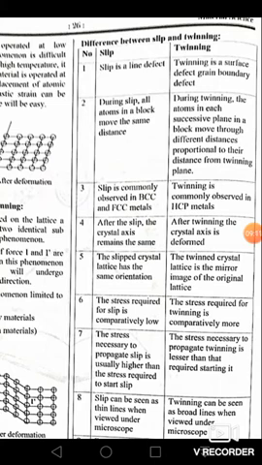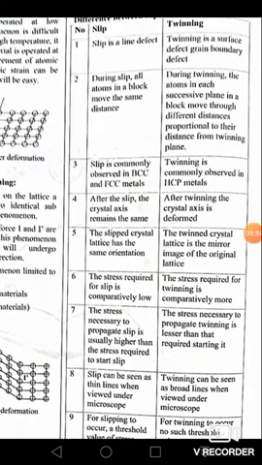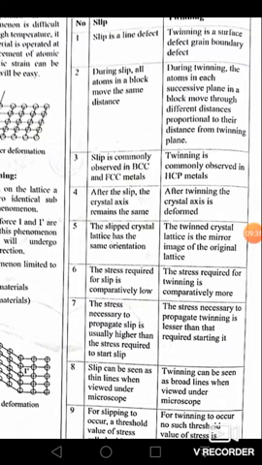Slip is commonly observed in BCC and FCC metals, but twinning is commonly observed in HCP metals. So this is a very important point to be noted. Normally slip is observed in BCC and FCC metals, body centered cubic metals and face centered cubic metals, but twinning is normally observed in HCP metals, for example, zinc. What is HCP? HCP means hexagonal close packed metals.